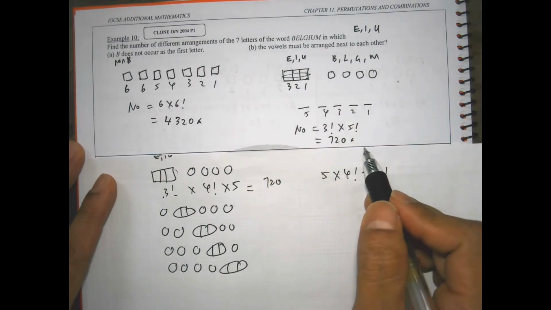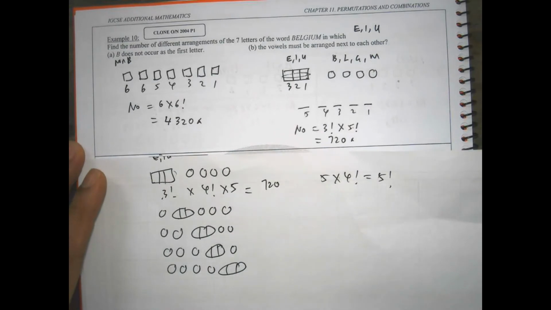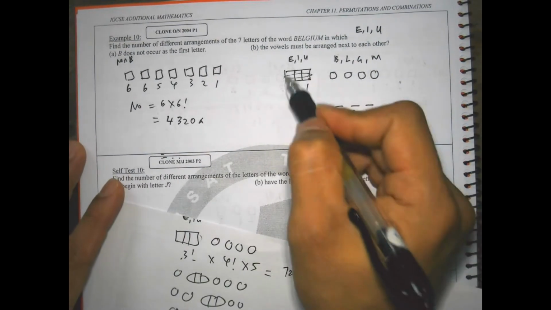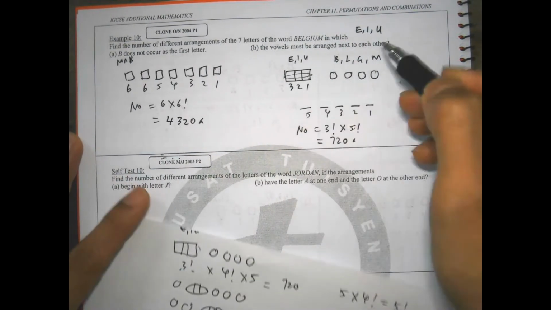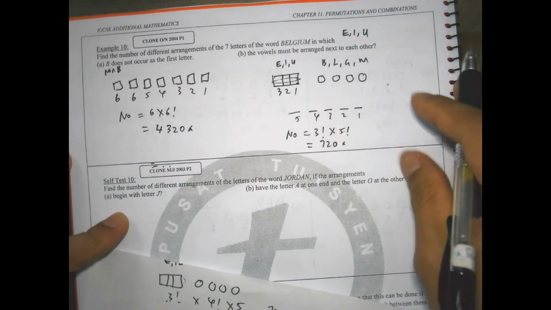Remember, whenever they say arrange them next to each other, we tie them together as a block, consider this as 1, and find the number of ways to arrange them. Okay? 5 factorial.